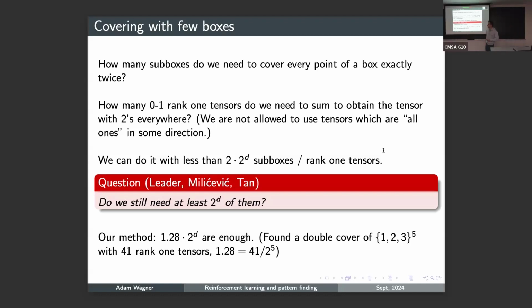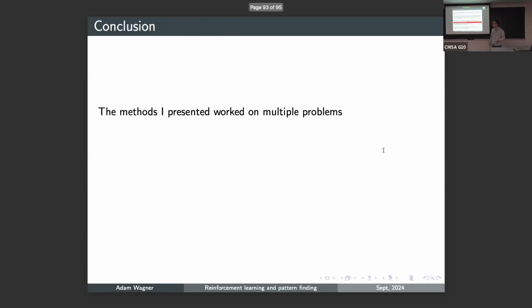So this was just another problem where you can imagine you start with a couple of boxes, and then you have to measure how close this collection of boxes is to covering every point exactly twice, and cook up a reward function along these lines. And you can optimize this with the methods I just described.